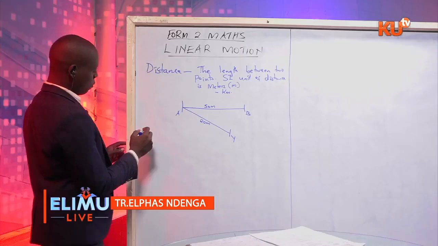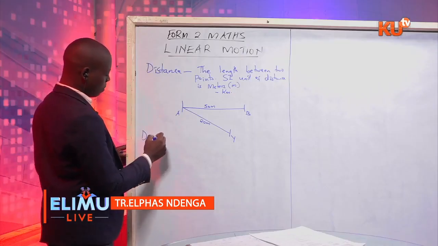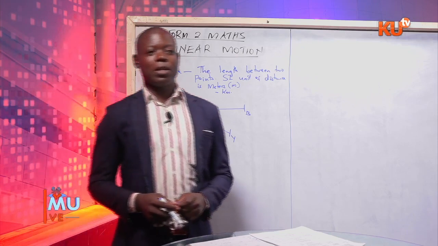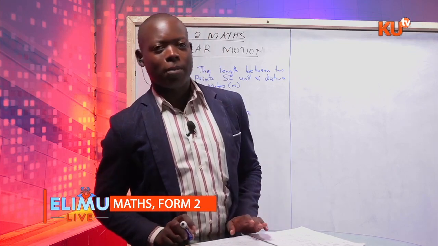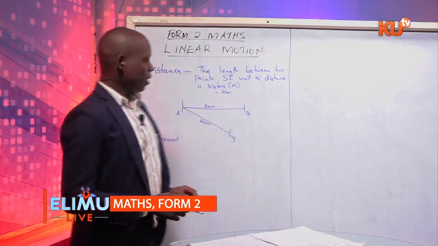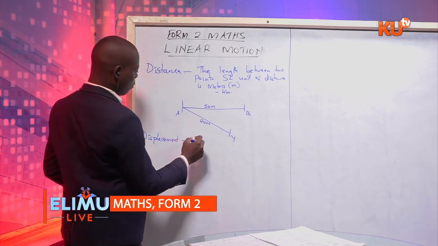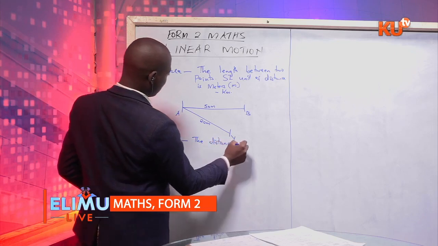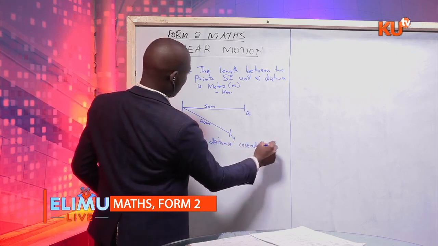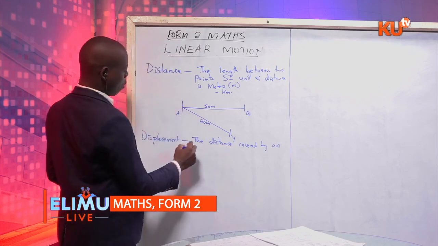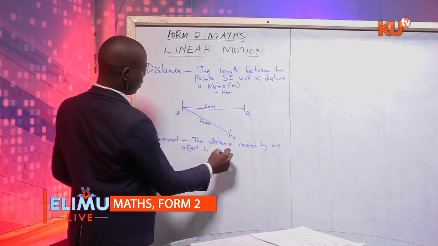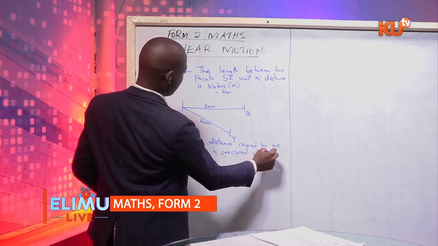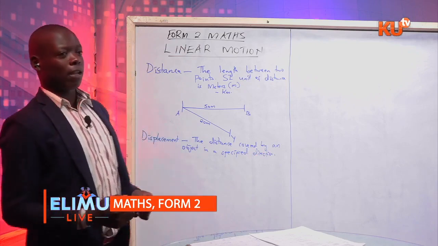Number two, we will need to understand what we call displacement. So students, what is displacement? When talking about displacement, we are talking about the distance. This is simply the distance covered by an object in a specified direction. So there has to be a specific direction in which you're moving for you to say that that is displacement.